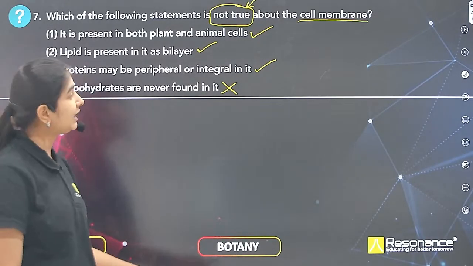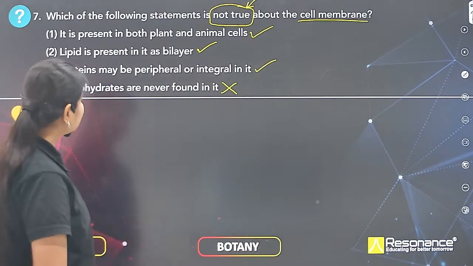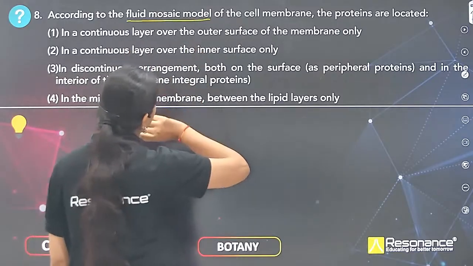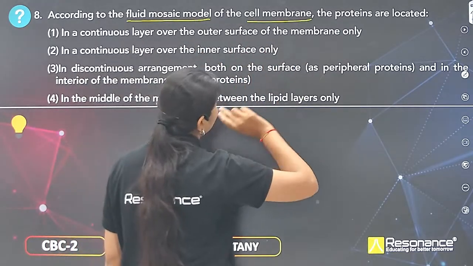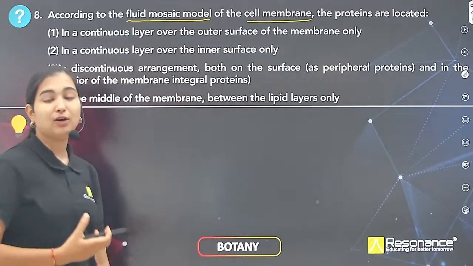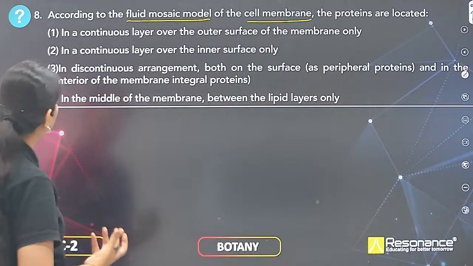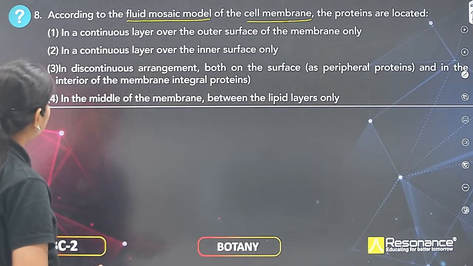Okay, so it is the incorrect option. Fine, students, let us go to the next question. According to the fluid mosaic model of the cell membrane, the proteins are located. So they are saying according to this model, where exactly the proteins are located?